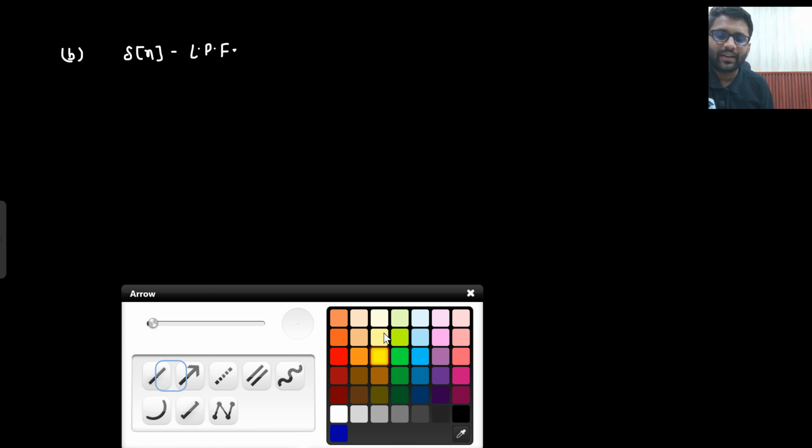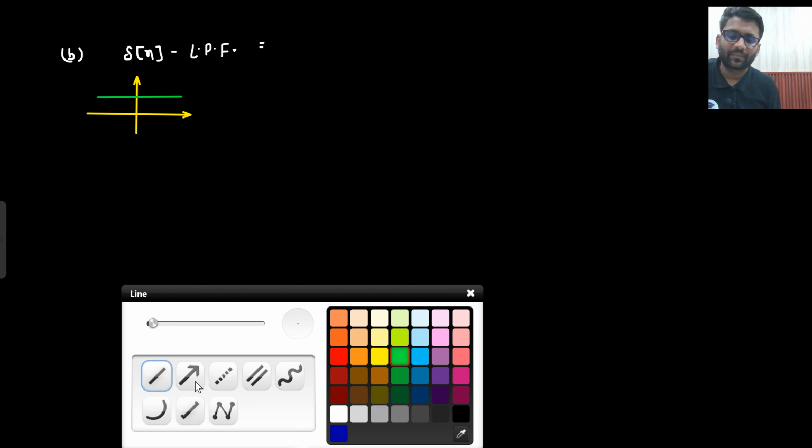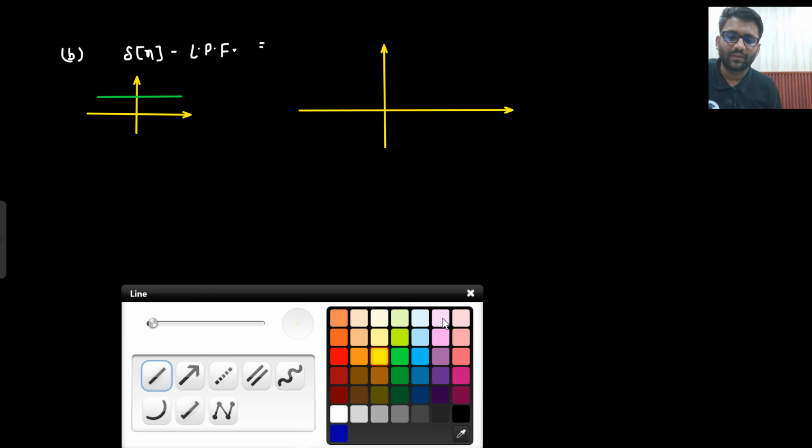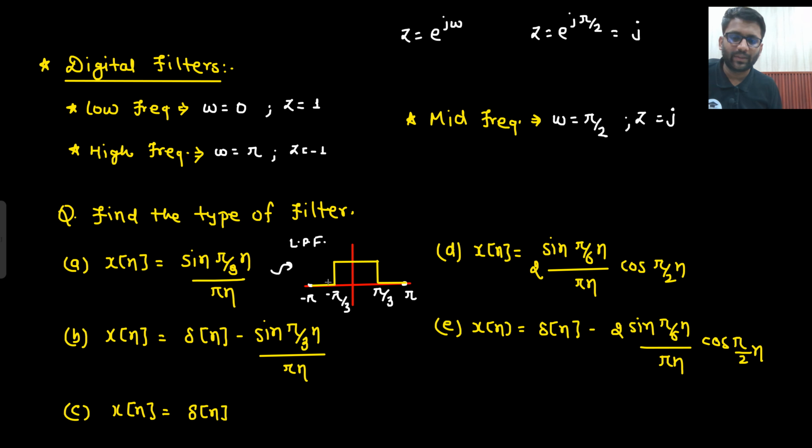What is the frequency spectrum of delta n? The frequency spectrum of delta n is always 1. So from 1, a low pass filter is being subtracted. So what will be the final answer? Here, 1 minus 1, where the gain was 1, that would be 0. But here 1 minus 0, that would be 1.